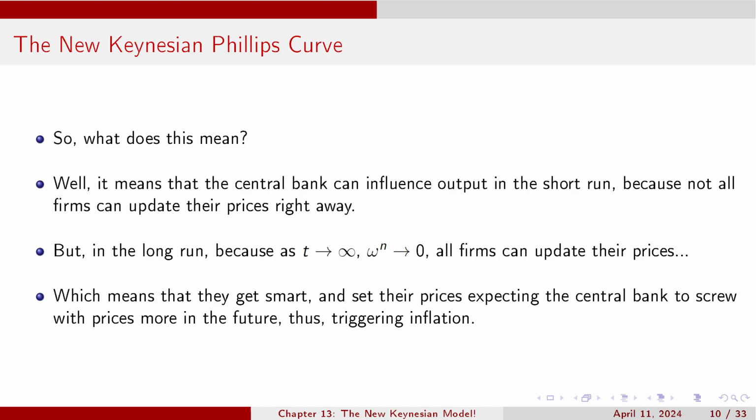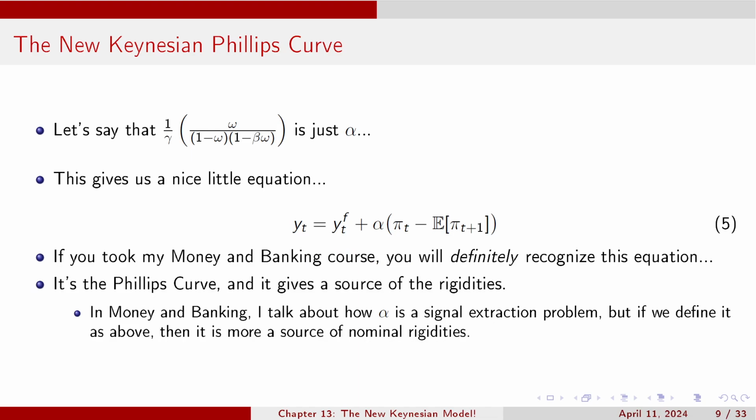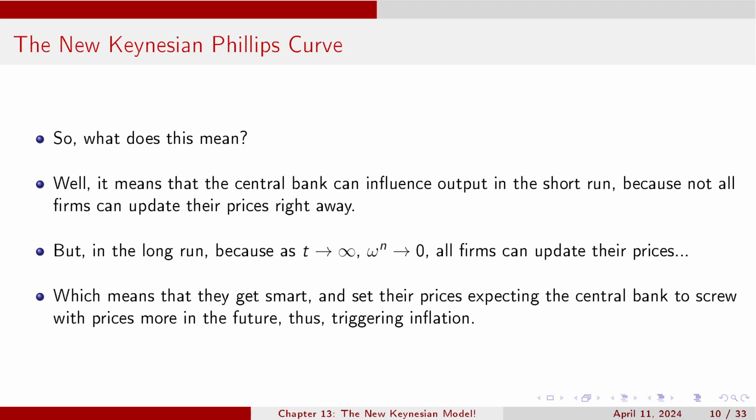So that explains how central banks can influence output in the short run, because of that omega term. The larger omega is, the fewer firms can change their prices, the more firms can't change their prices. If firms can't change their prices, you end up with a flatter aggregate supply curve, at least for the short run. But in the long run, that omega to the power of n, as t goes to infinity, shrinks down to 0. And as it approaches 0, all firms can update their prices.